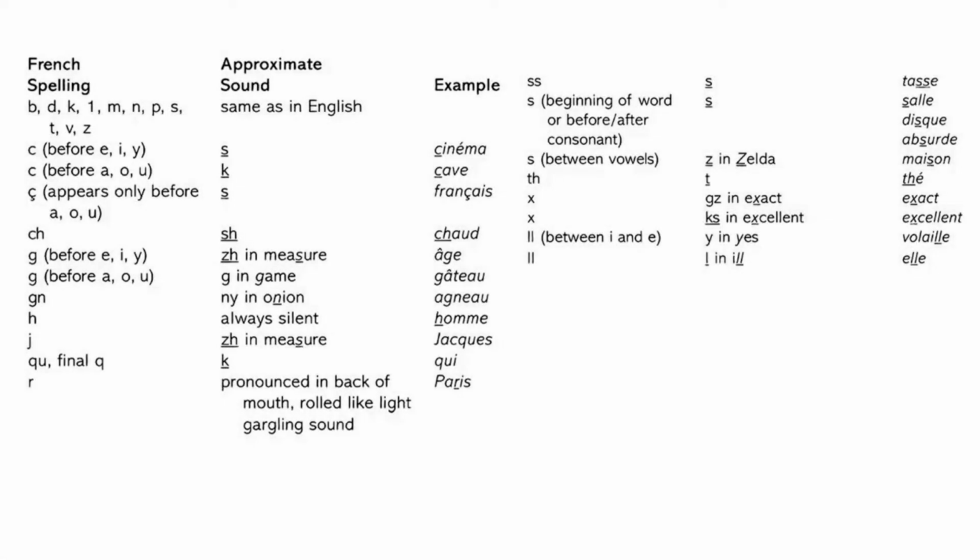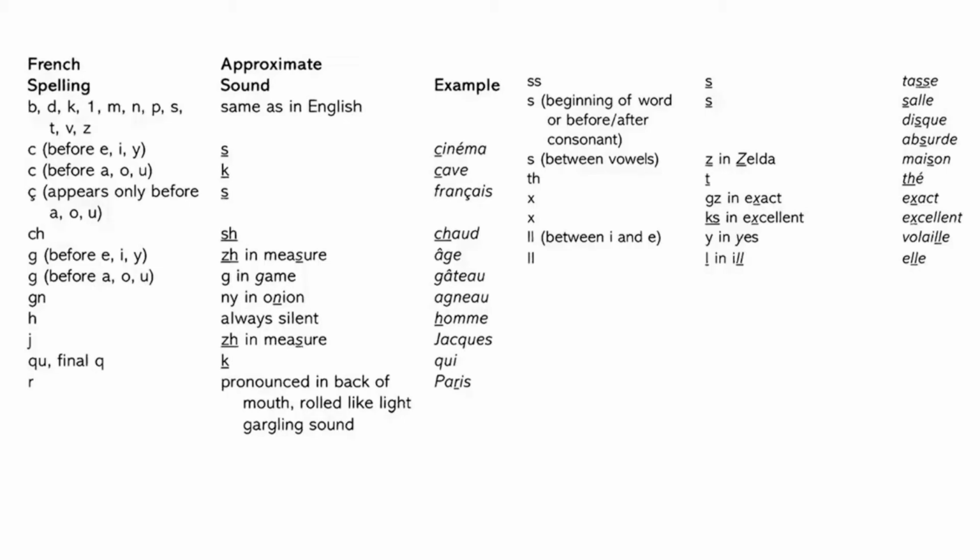Hello friends, my name is Ankit and I am going to teach you sounds of French consonants today. So, some letters, B, D, K, L, this is L, not 1, M, N, P, S, T, V, Z. In French, the sound is same as in English. Both sounds are same.